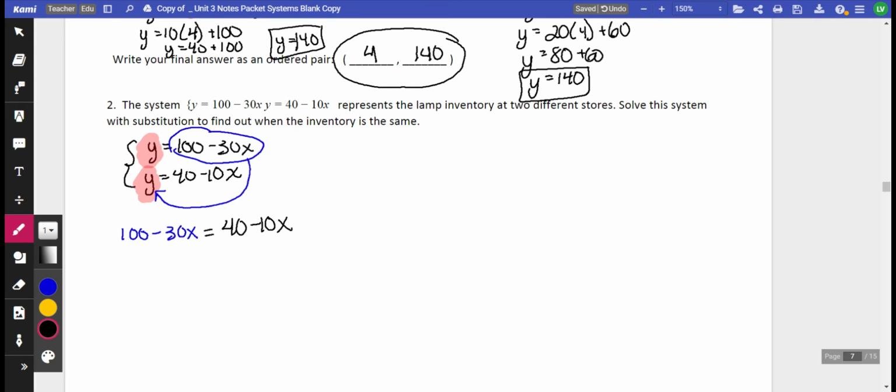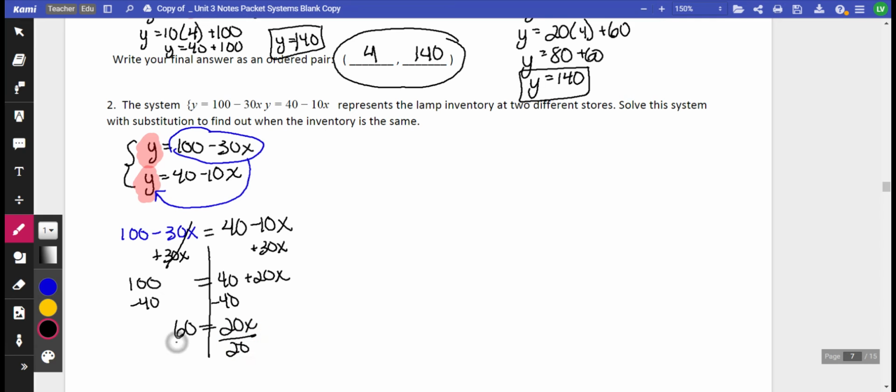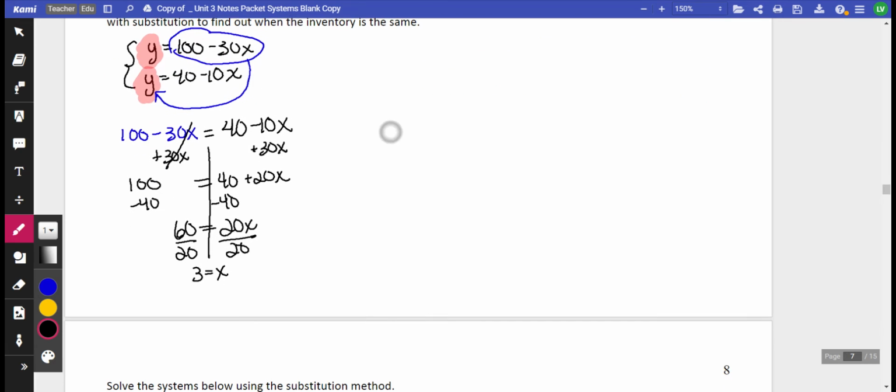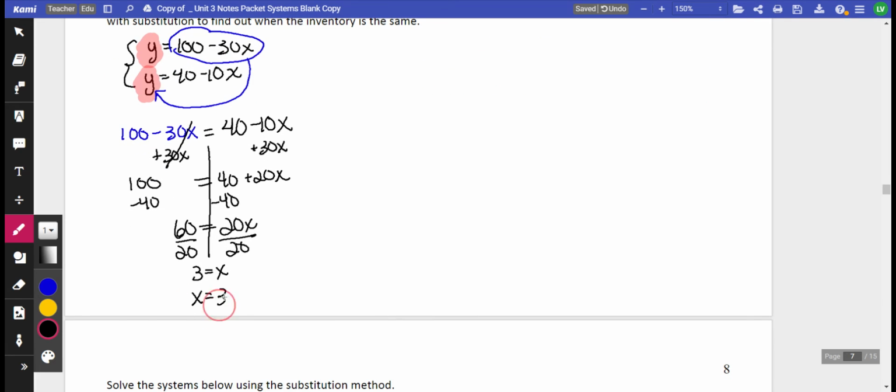Now I'm going to solve this normally, extending my equal sign. You can combine your like terms however you want. I'm going to start by adding 30x to both sides. So that becomes 100 equals 40 plus 20x. I'm going to subtract 40 from both sides. I get 60 equals 20x. I'm going to divide both sides by 20. 3 equals x. So that means that x equals 3.